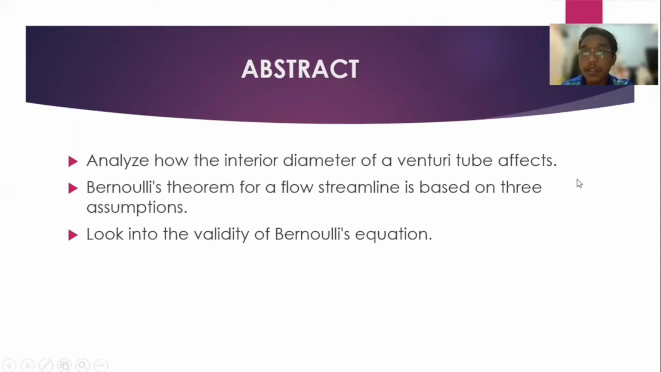The Bernoulli theorem for a flow streamline is based on three assumptions: constant flow, incompressible fluid, and no fluid friction loss. This experiment will look into the validity of the Bernoulli equation to enable observation and conservation. A graph of data points will be generated by Microsoft Excel.